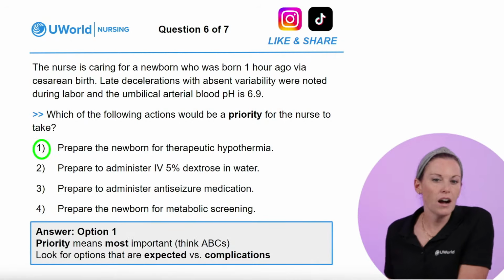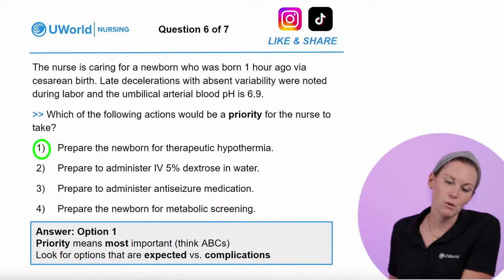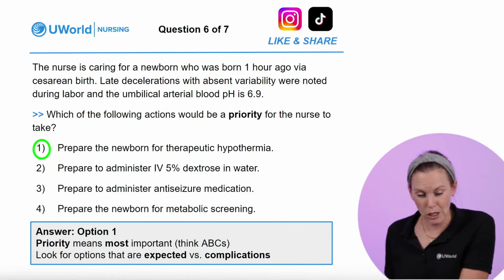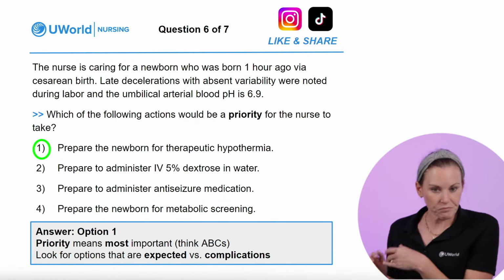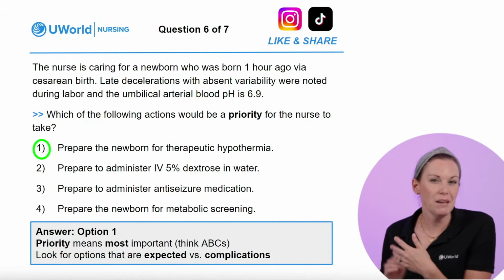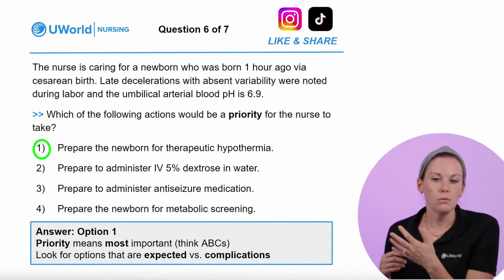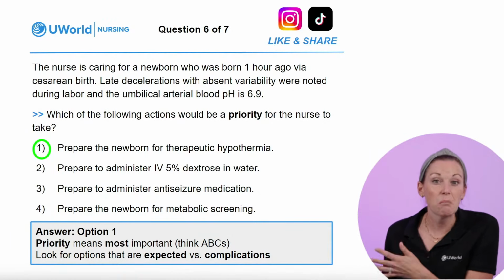All right. So our correct answer on this one is going to be option 1, prepare the newborn for therapeutic hypothermia. What we're seeing, again, in some of these options are expected findings for the intervention. So we're going to look for what's indicating a complication.